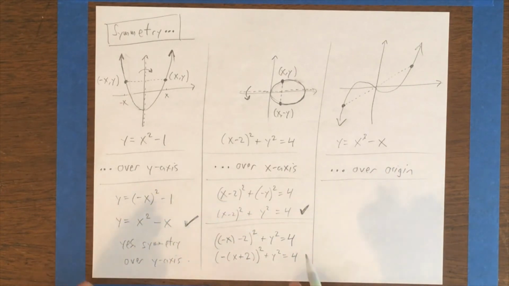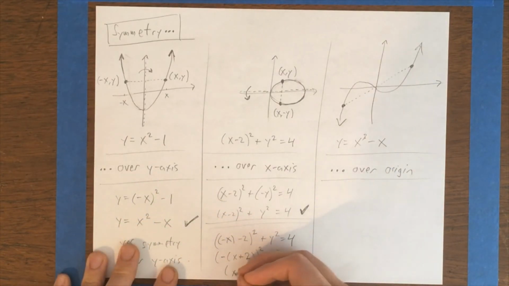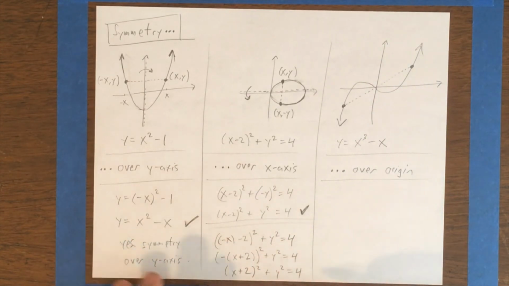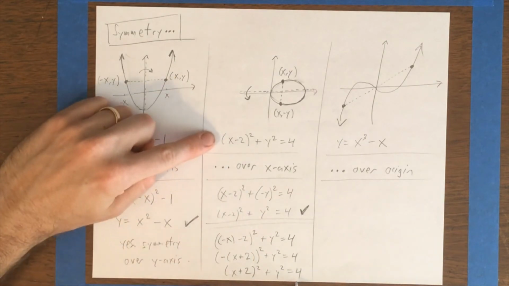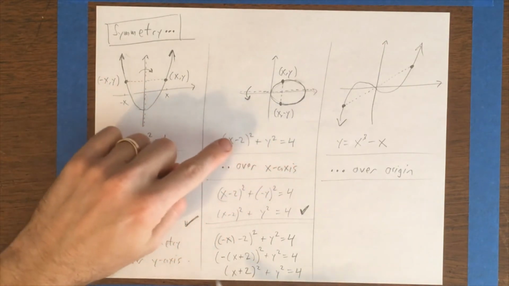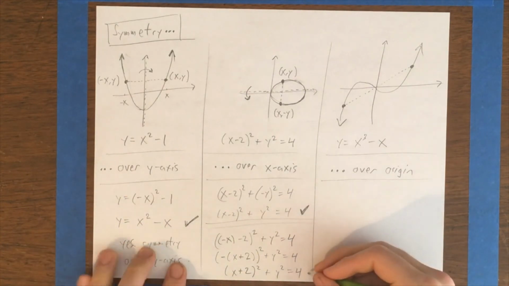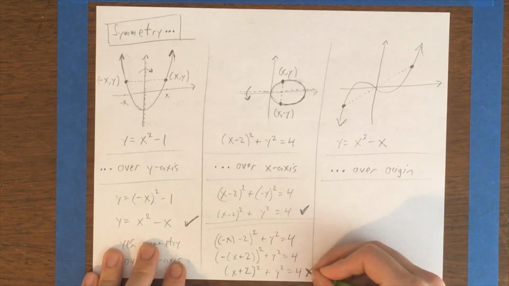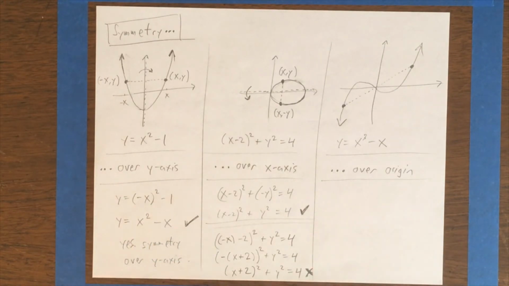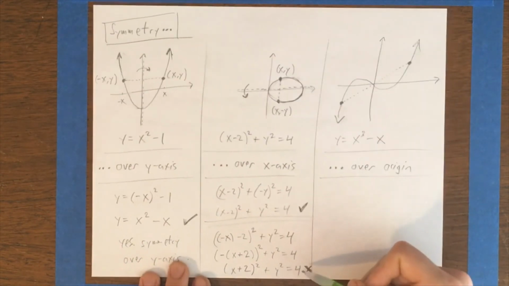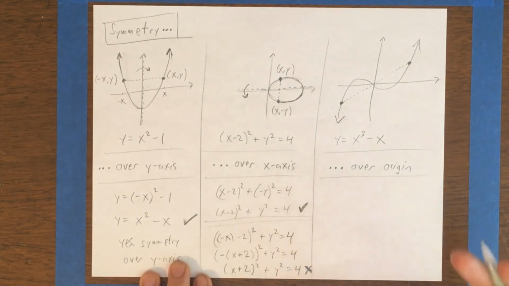In other words, negative 1 squared is positive 1, right? So this becomes (x plus 2) squared plus y squared equals 4. And now if we compare that equation to the original, everything's the same except this is plus 2 and this is minus 2. And that is an actual difference, right? They are now genuinely different equations, not equivalent to each other. So we can say, in this case, it would be no, that does not exhibit that type of symmetry. It exhibited the symmetry over the x-axis, but not over the y-axis. So there you go.